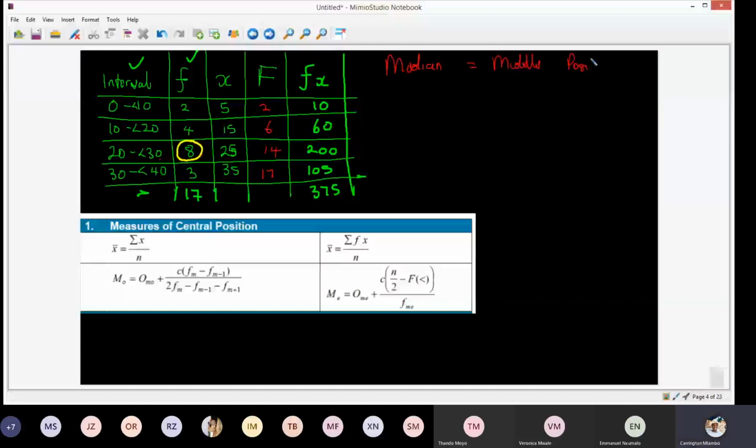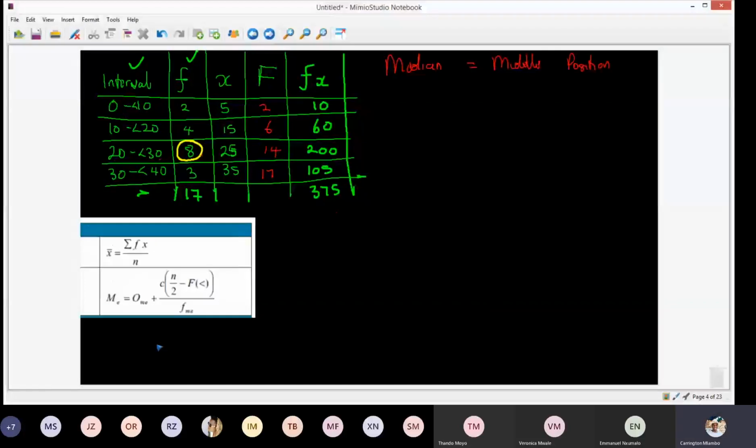This one is a bit tricky. I want you to get it. This is the formula for the median. How many items do we have? 17. So you look for the position first. 17 divided by 2. What do you get? You get 8.5. Where does 8.5 lie in the frequency?